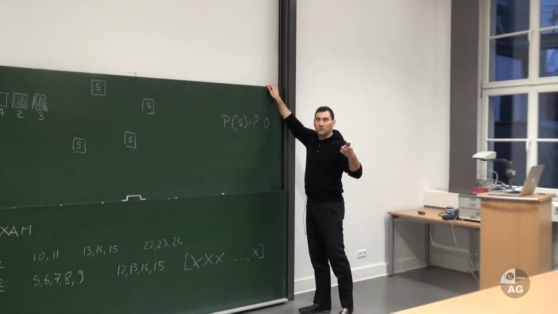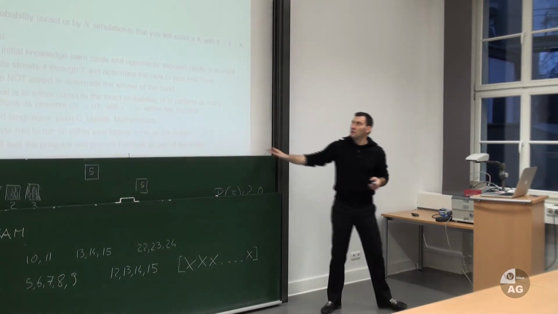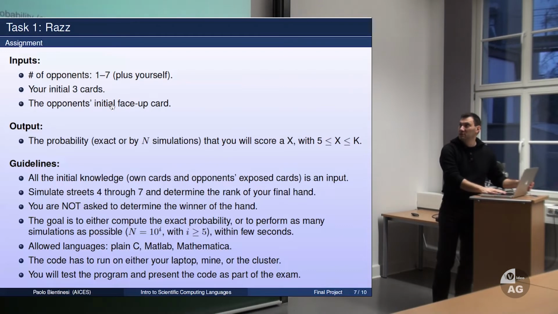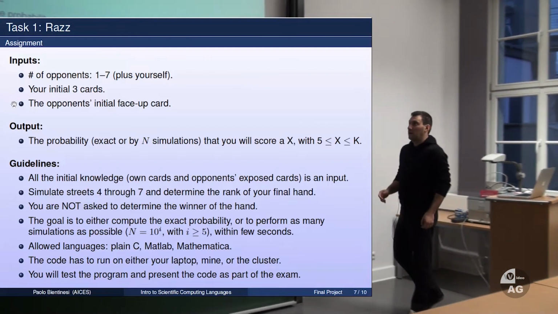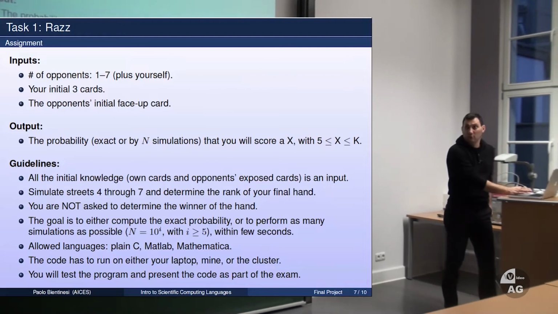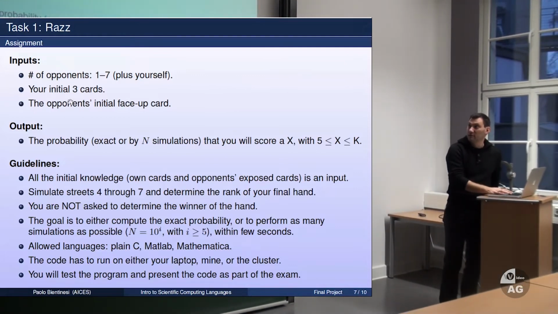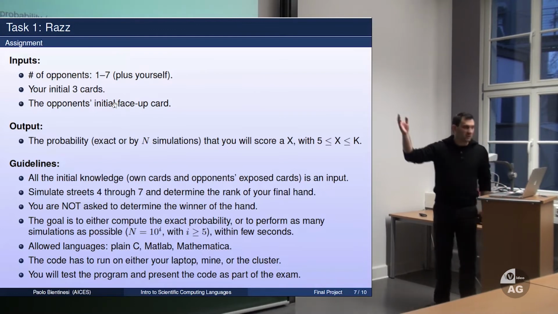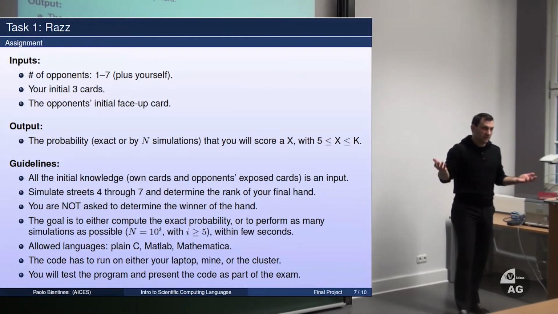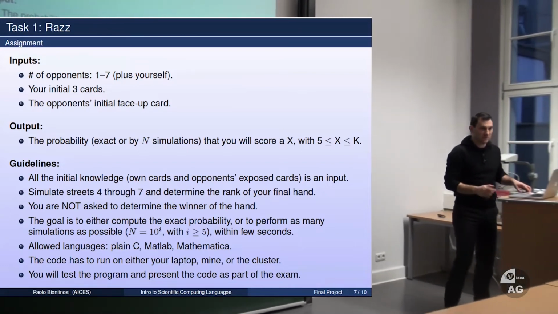They're not random. The opponent's initial face-up card is an input. Input is not random, this is determined. I'll give you the inputs, and you give me the probabilities. Notice that these things are redundant: the 7 and the opponent's initial face-up cards. You could deduce 7. If I give you 7 initial face-up cards, you don't need to know that there are 7 opponents.